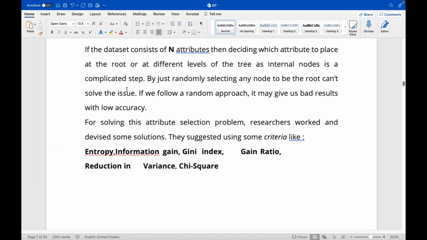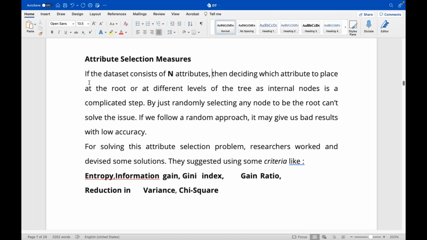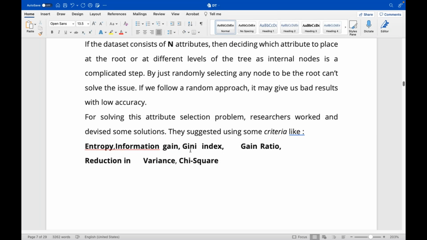So for example, if the data set consists of n number of attributes, then we had to decide which attribute to place as the root node, and what the different levels of internal nodes in the tree are. It was a very complicated step, and selecting at random is not possible. You can select randomly, but you won't get good accuracy. To overcome that kind of issue, we can go with attribute selection.